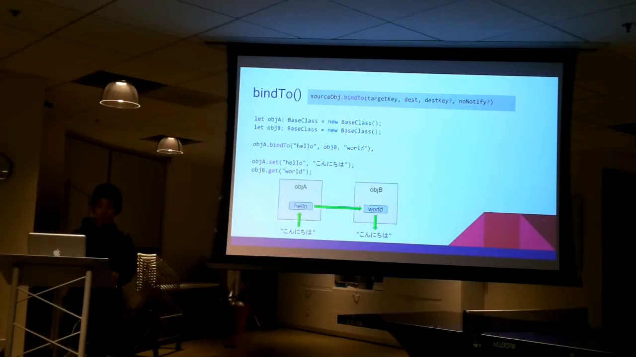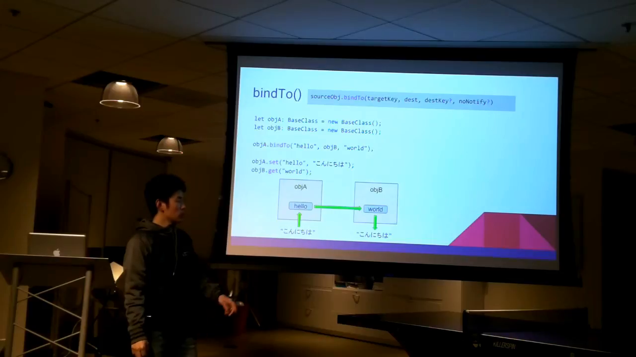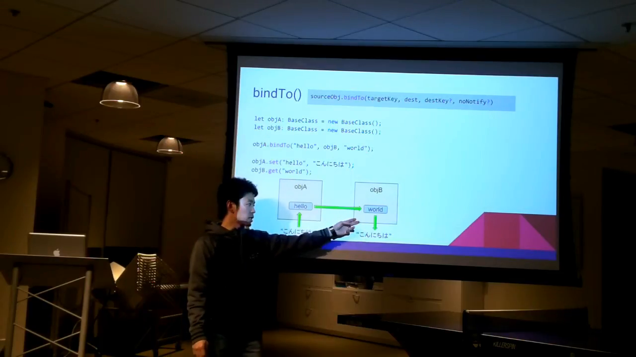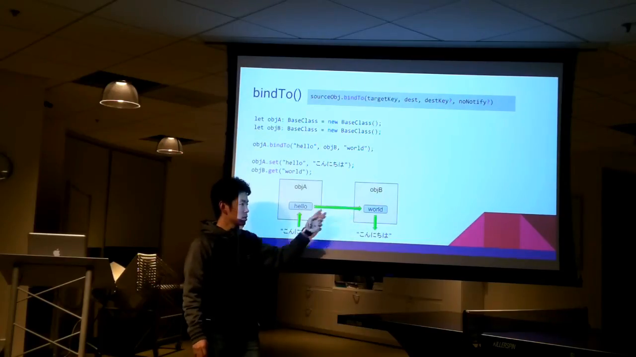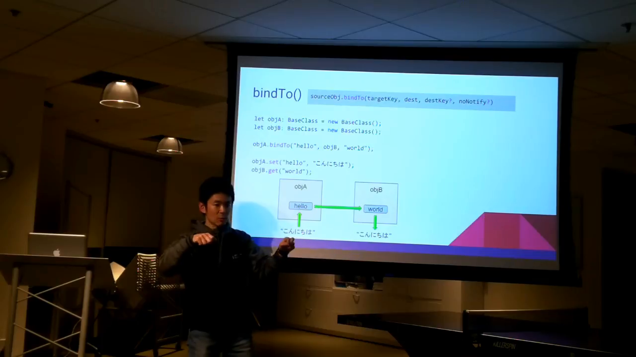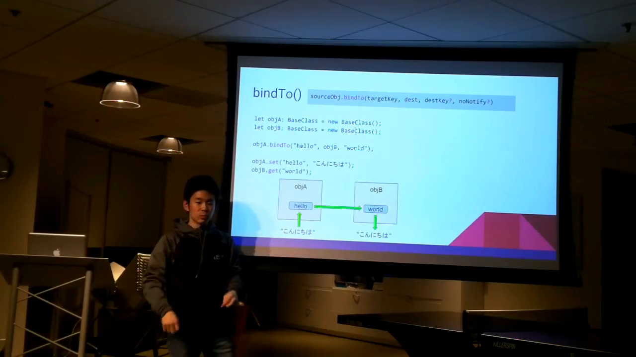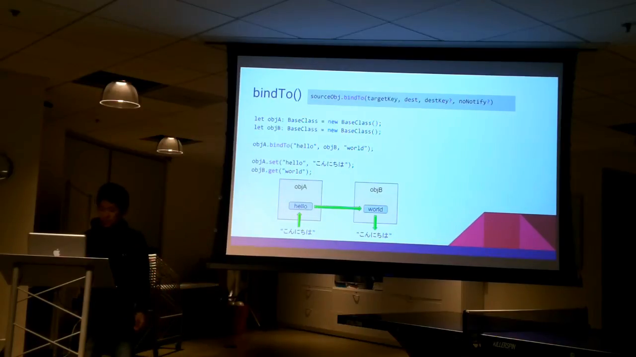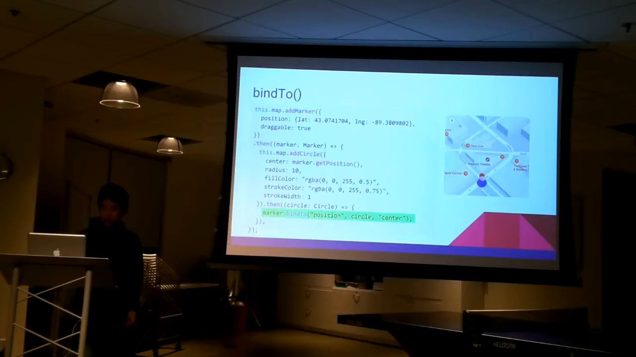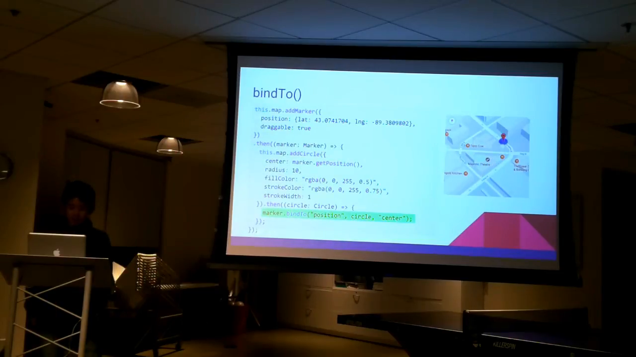My favorite method is bindTo. bindTo combines two properties. So, for example, this is one marker, this is another marker. If we change the position, then with bindTo, the other marker follows to the same location. So this is an example of the event. See, the circle follows the marker.